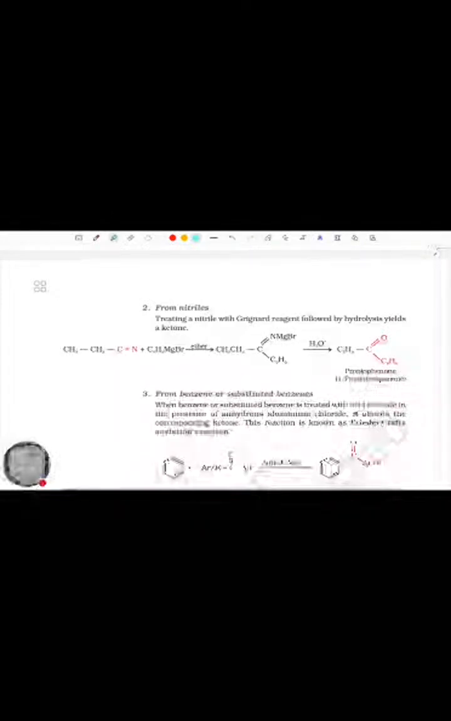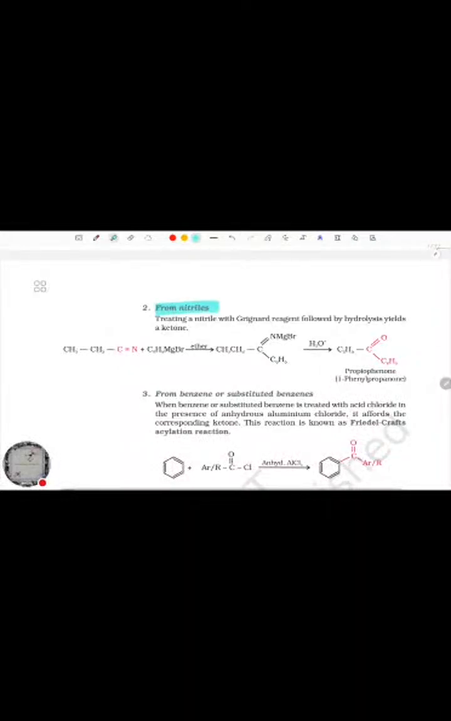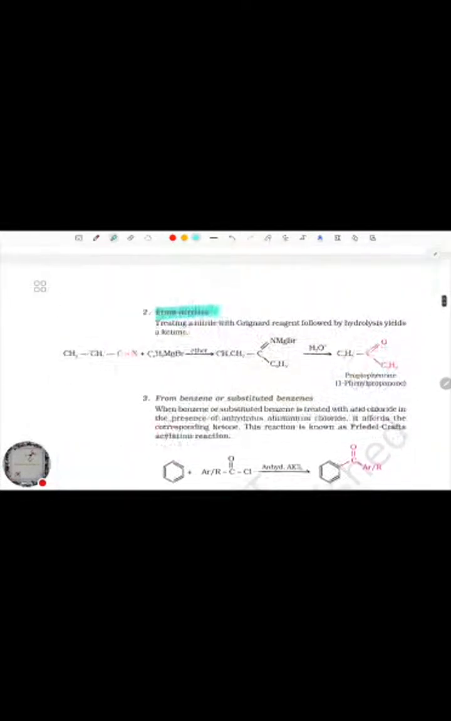So what we need to remember here is that when a Grignard reagent reacts with a nitrile group in the presence of ether, it's basically doing a nucleophilic attack on this carbon, and this nitrogen obtains a negative charge as a whole and the MgBr has a positive charge as a whole. Upon hydrolysis, we get C double bond O C6H5.